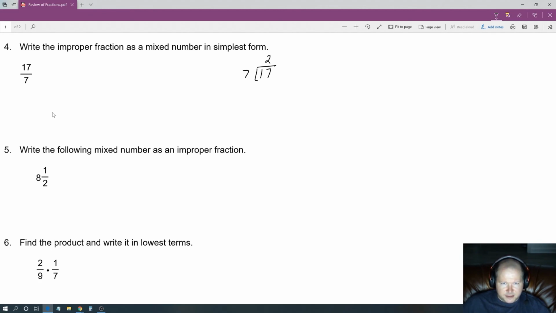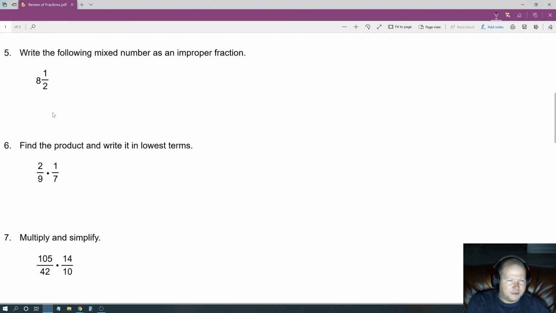And 7 times 2, or 2 times 7, is 14. So 17 minus 14 is a 3. I cannot divide 7 into 3, so I know I'm done. That's my remainder of 3. So we keep the 2 as the whole number. 3 is the new numerator, and we stick it back over the old denominator, which is a 7. And we got it. Now we want to write the following mixed number as an improper fraction.